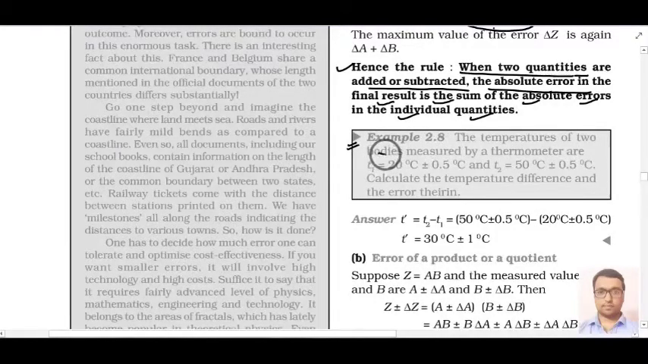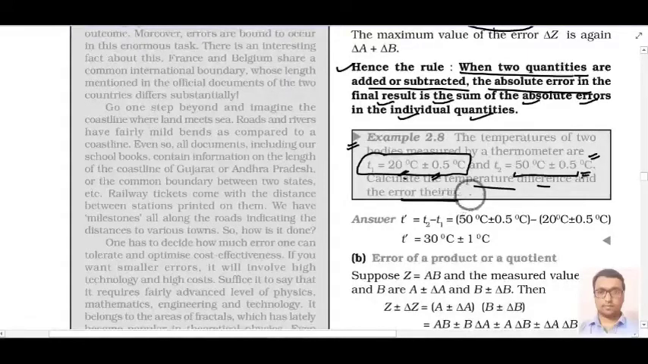It is saying that we have two temperatures, say T1 and T2, and the T1 temperature is 20 degrees Celsius. You may consider this is the temperature of one room, and error in this temperature is plus minus 0.5 degree Celsius. Similarly you have the temperature of another room, and its value is 50 degrees Celsius, and possible error here is plus minus 0.5 degree Celsius. Means this much error is possible when you measure your temperature. So calculate the temperature difference and the error therein.